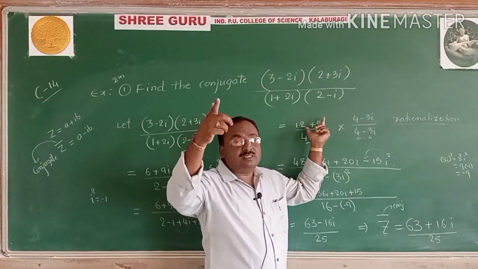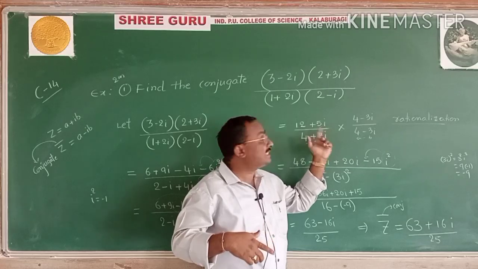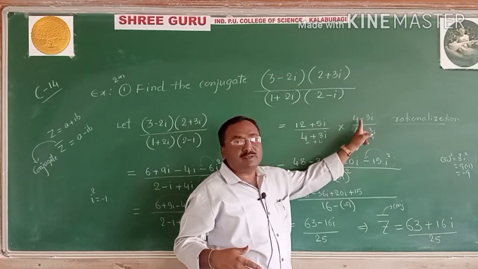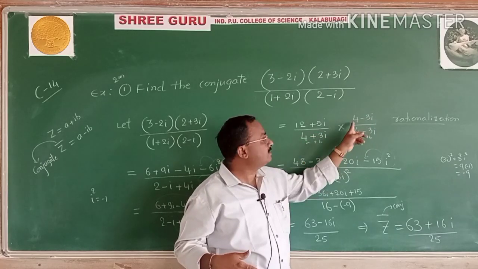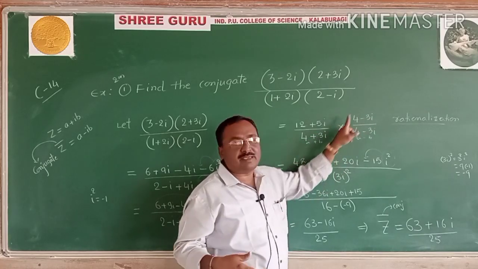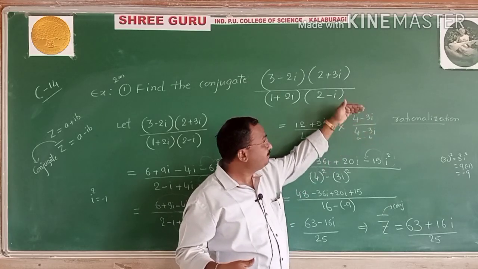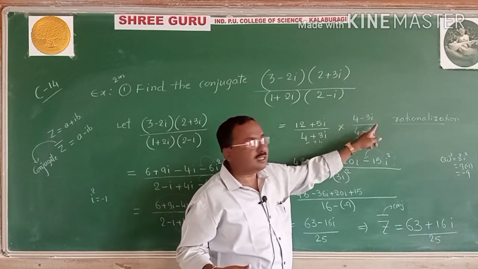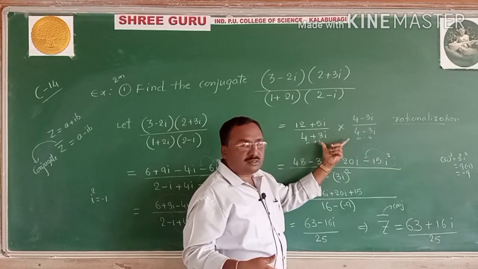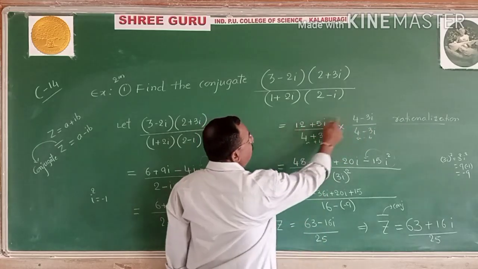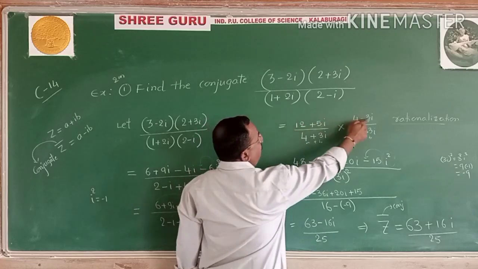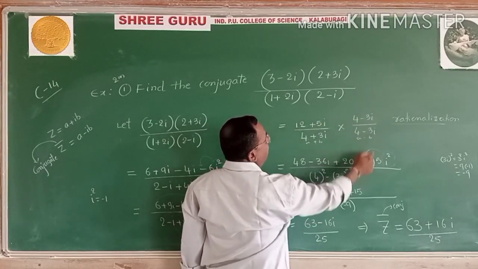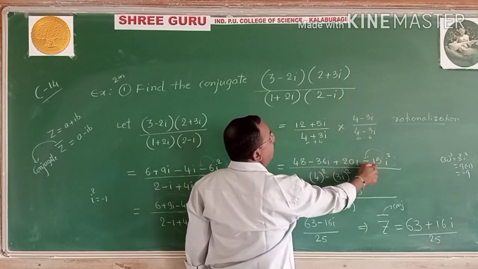This is the division of complex numbers, class 2 algebra on complex numbers. Rationalizing the denominator: a plus ib becomes a minus ib. 4 plus 3i becomes 4 minus 3i. Multiply numerator and denominator by 4 minus 3i. Product of numerator, product of denominator: 12 into 4 is 48, 12 into 3 is 36, 5 into 4 is 20, plus minus 5 into 3 is 15.